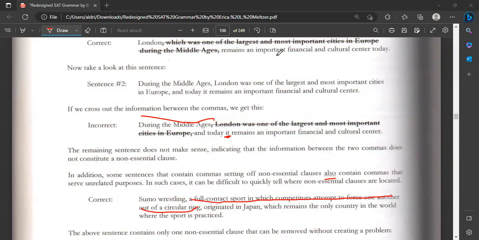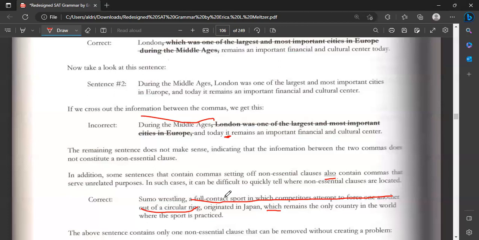That's actually excellent. Can everyone see that? Sumo wrestling originated in Japan, which remains the only country in the world where the sport is practiced. And that makes sense because "sumo wrestling originated in Japan" just shows that the sport came from Japan. Usually, just to give you another trick, after the comma, when you see a word like "which," best believe that the information coming after the word "which" is modifying or giving more information to whatever came before "which."